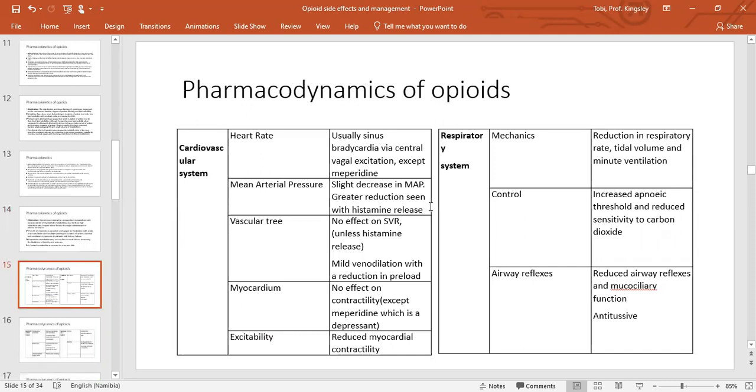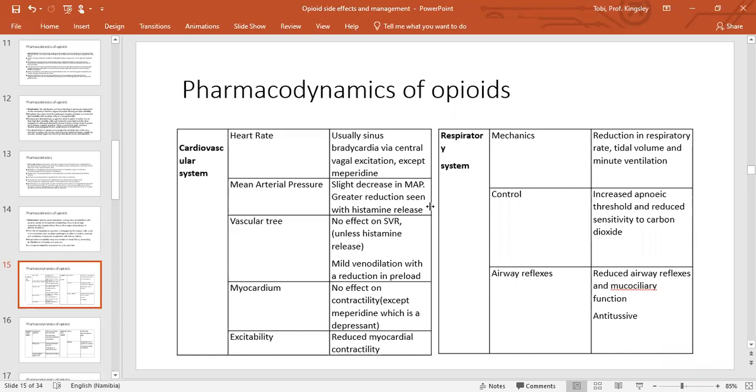All right, the pharmacodynamics, this is what the drugs, opioids, do to the body. Pharmacokinetics is what the body does to the opioids. So I put this table here to briefly tell us the different effects on different systems in the body. All right, in the cardiovascular system, opioids usually can cause sinus bradycardia, except pethidine, which can have a tachycardic effect. There's a slight decrease in mean arterial pressure, and greater reduction is seen in opioids that have histamine release property.